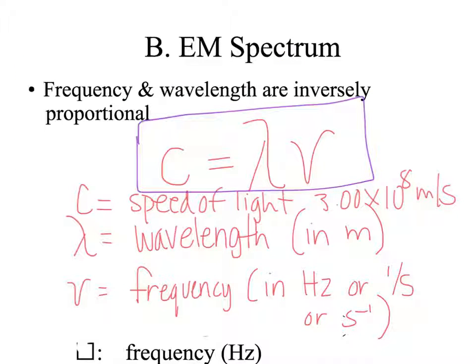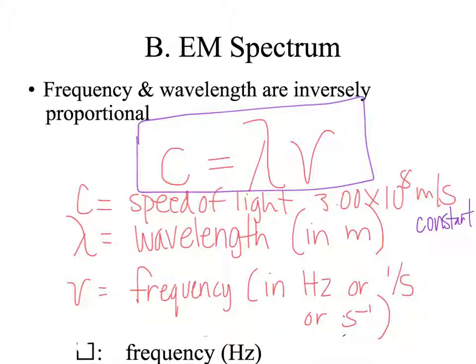So before we start doing some of these calculations, let's talk about the first equation that we're going to be using, and that is the speed of light equation. The speed of light is a constant, so what that means is it is the same for all electromagnetic radiation, whether we're talking about radio waves, microwaves, visible light, ultraviolet, or even gamma rays. And the constant is 3 times 10 to the 8th meters per second.